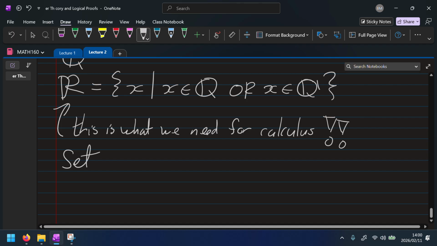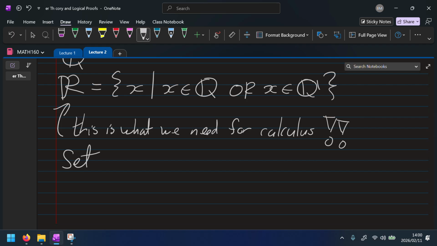Okay, now that we know what a set is, we know what a subset is, we have some examples of useful sets. What can we do with these sets? So, set operations.